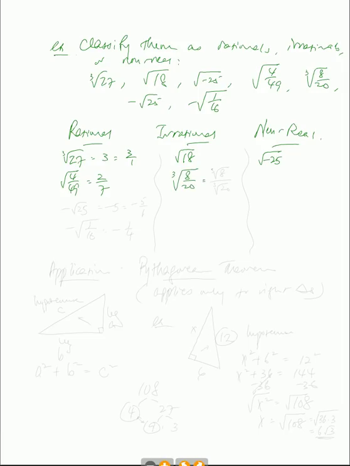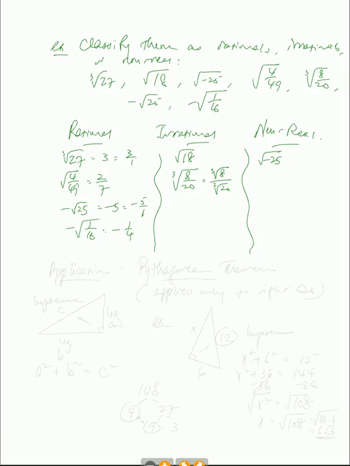Cube root of 8 over 20. You notice you're supposed to look at it as cube root of 8 and cube root of 20. Cube root of 8 is a nice number, okay, but not cube root of 20, so that's why it's irrational. Negative root 25 is the same as negative 5, which is negative 5 over 1, so that's rational. And negative square root 1 over 16 is negative 1 over 4, so that's rational too. Okay, so there you have the classifications.